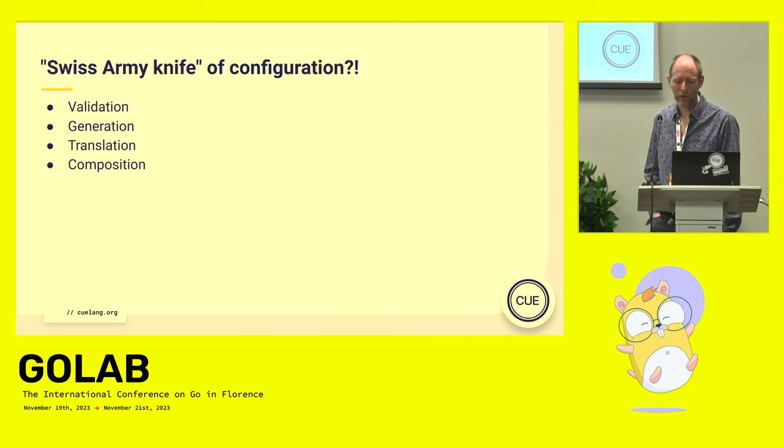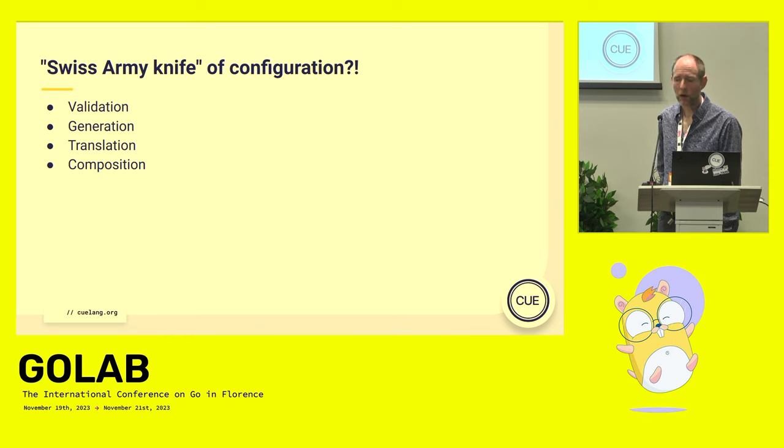So to enumerate some of those fundamental capabilities, Q can validate your configuration. You can use Q as a gate to check that your configuration looks correct in whatever way you care about. It can generate your configuration. You can use Q to generate the YAML or JSON configuration that feeds into your deployment. Q can translate between different configuration formats. It natively understands JSON and YAML and some other formats and can easily translate between them. You can see it as a kind of lingua franca of configuration formats.